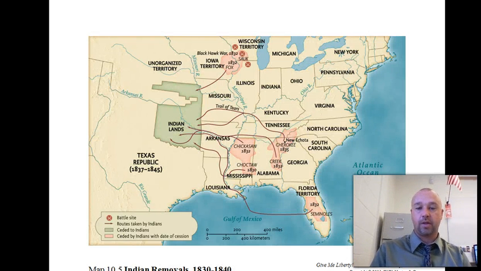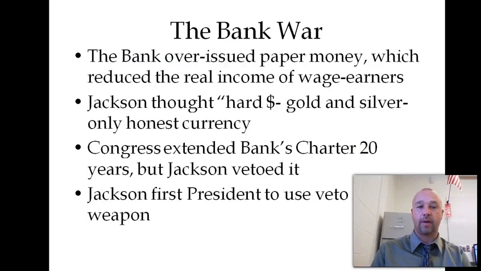So this is the Trail of Tears. We can see Native Americans being transported across the Gulf of Mexico. The most famous one, though, was overland, where scores of Native Americans died along the way.